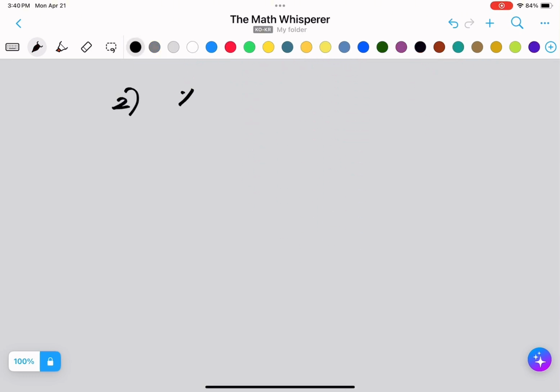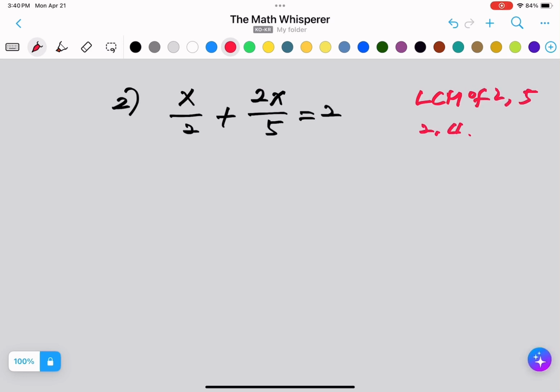Number 2, x over 2 plus 2x over 5 equals 2. Same thing, find the LCM of 2 and 5. Multiples of 2: 2, 4, 6, 8, 10. Multiples of 5: 5, 10, 15. Okay, so the LCM is 10. So the new denominator is 10. You have to multiply by 5 to get 10. Second fraction, you multiply by 2.